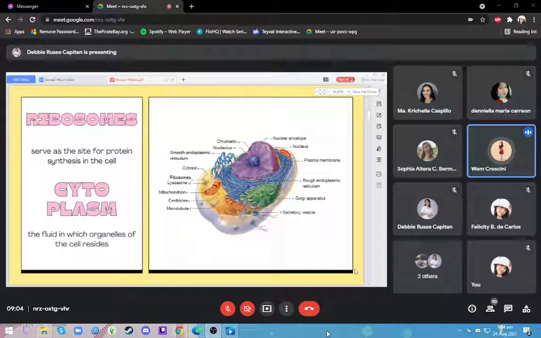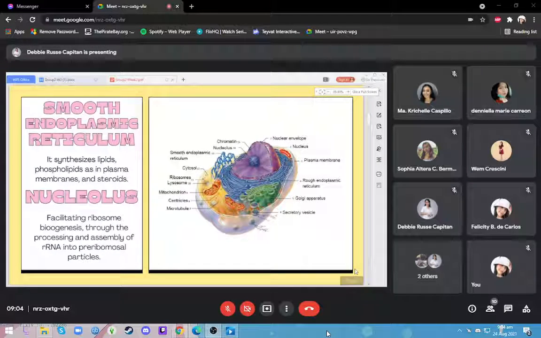Number 12 is the cytoplasm, the fluid in which the organelles of the cell reside. Number 13 is the smooth endoplasmic reticulum. The smooth endoplasmic reticulum synthesizes lipids, phospholipids as in the plasma membrane, and steroids. And number 14 is the nucleolus. The nucleolus facilitates ribosome biogenesis through the processing and assembly of RNA into ribosomal particles.